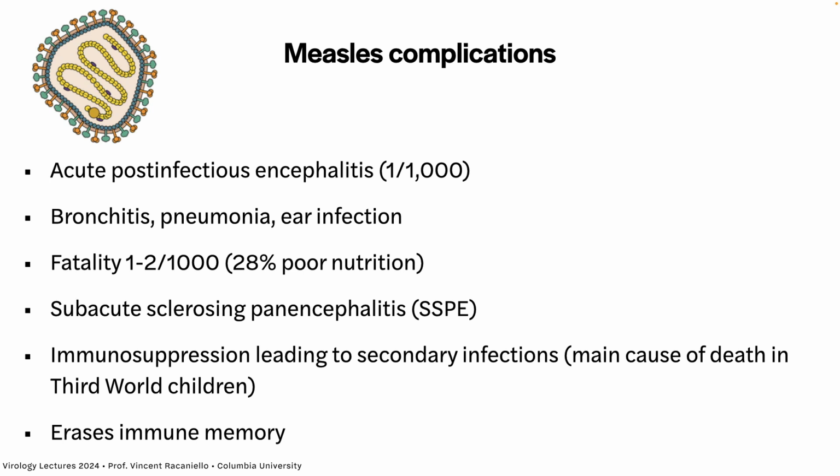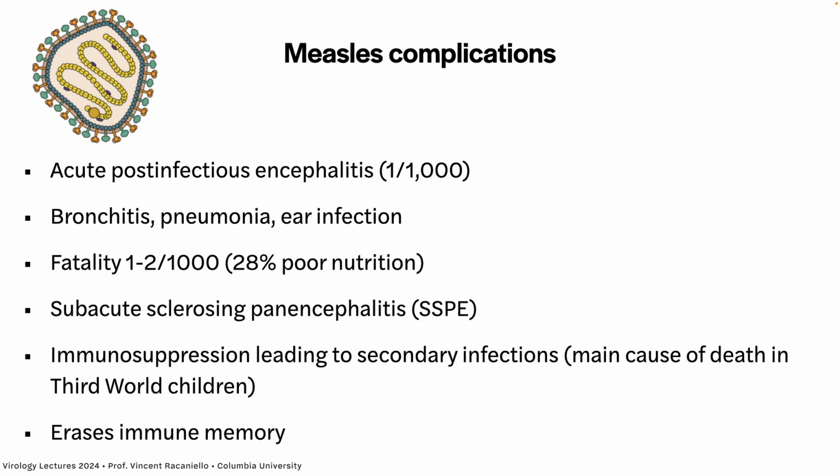But there are complications, and this is what makes measles severe. Encephalitis, 1 in 1,000 kids. And I don't have to tell you that virus reproduction in the brain is not good. You have cognitive issues, long-term cognitive issues, potentially long-term motor issues. It's just not good. Bronchitis, pneumonia, ear infections. The fatality is 1 to 2 per 1,000 in a country like the US, but in countries where there's poor nutrition, it's as high as 28%.